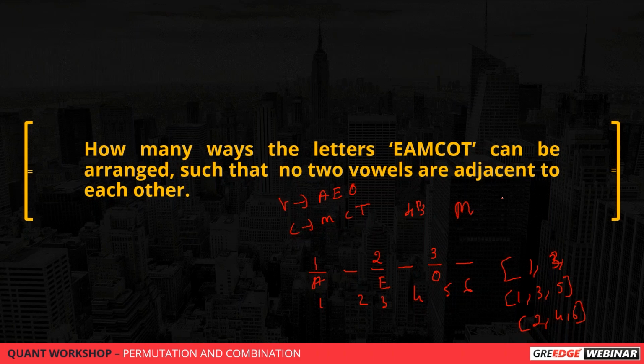M, C, T. How many ways can I fill it? So either I can fill before that. If you look at how many ways, 1 and 2, C, 3, D, 4. So these are the 4 places where I can fill the vowels. So this is how the arrangement takes. So either before M, or before C, or after C, and there will be 4 possible ways to fill it.